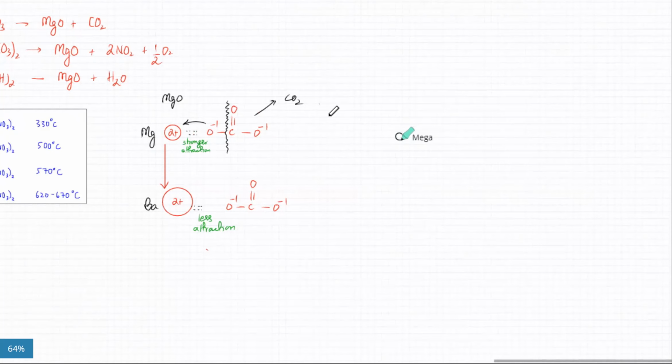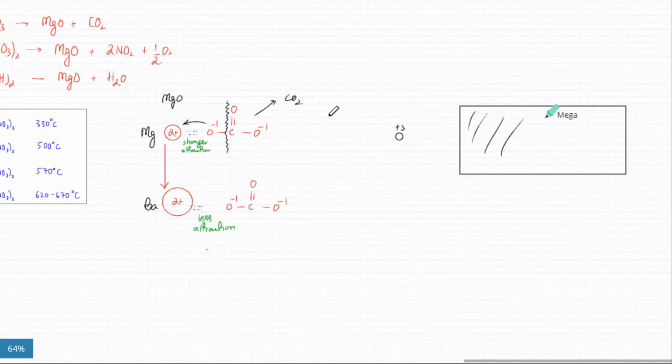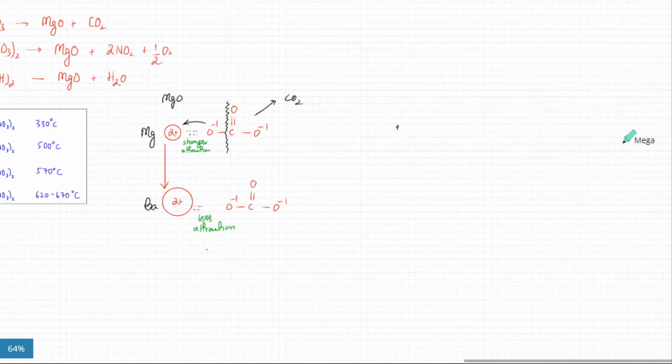Let's say I have this small area and there's a +3 charge over here. On the other hand, I've got this really big area, and I've distributed the +3 charge over the entire building. So this +3 charge is going to be way less effective, because it's all over the place, it's not going to be attracting anything that strongly. So anyways, that was the first part. Down the group, the charge becomes less effective.